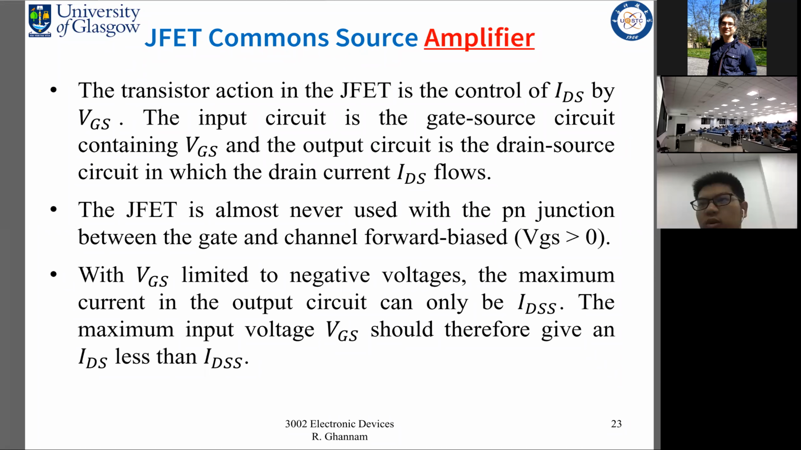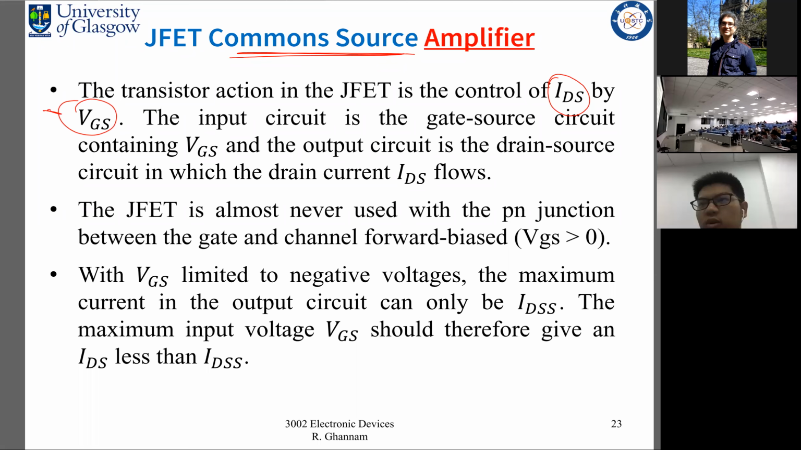So the JFET can be used as an amplifier. In this case, this would be used as a common source amplifier. Please remind yourselves of how the BJT is used as an amplifier. So the transistor action in the JFET is controlled by IDS. This means that we are controlling IDS using VGS. In the JFET, the current IDS is controlled by VGS.